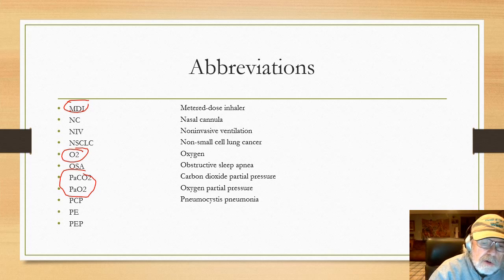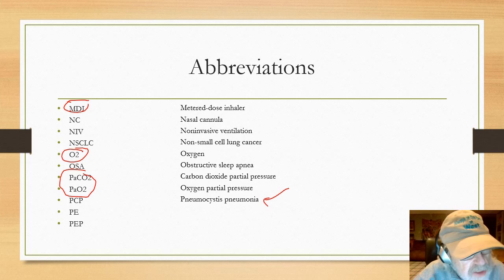PCP, Pneumocystis Pneumonia. Let me just mention one thing about it. What they find is pneumocystis is basically a bacteria that lives in almost all of our lungs. Here's the problem.